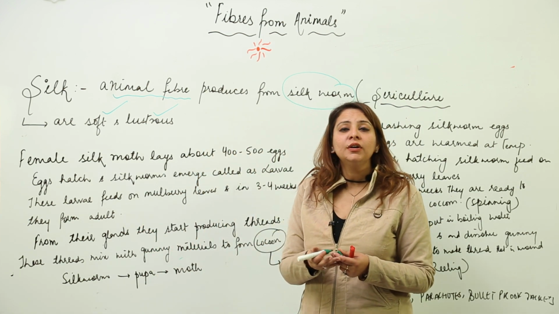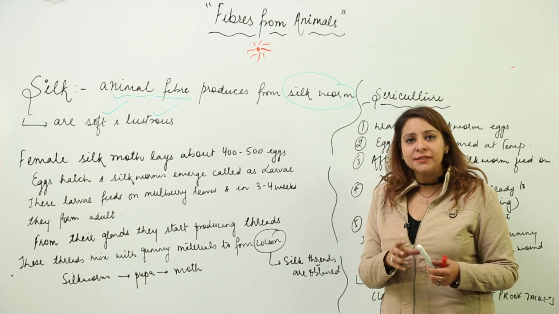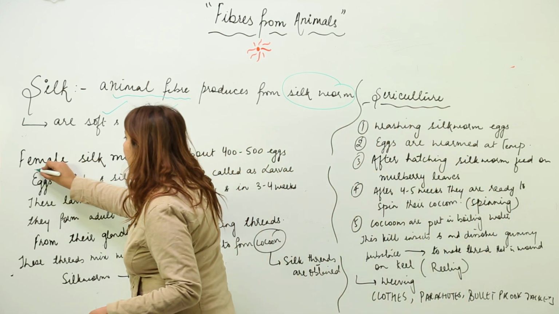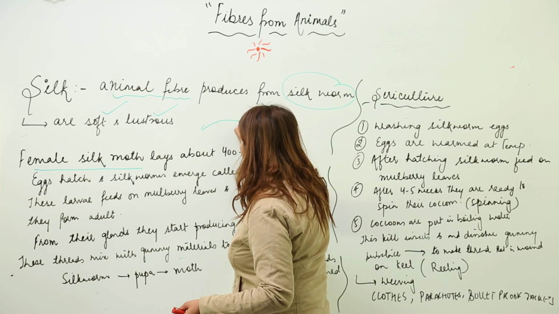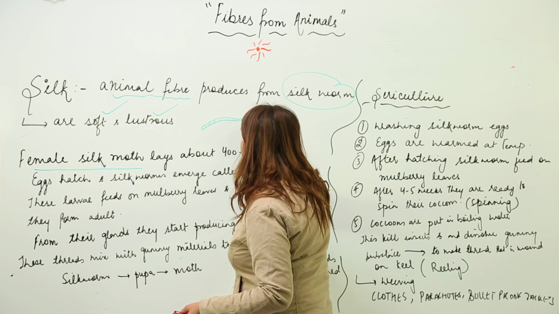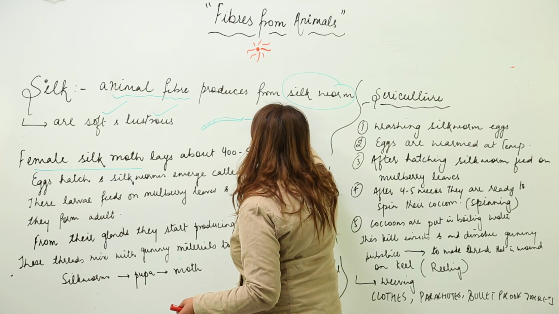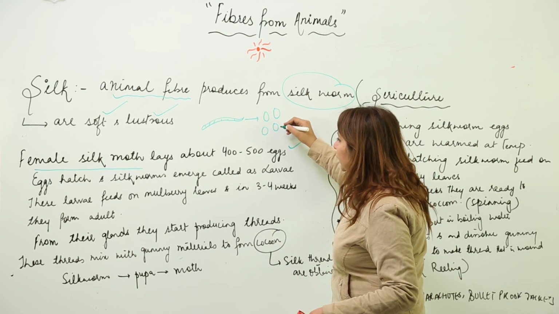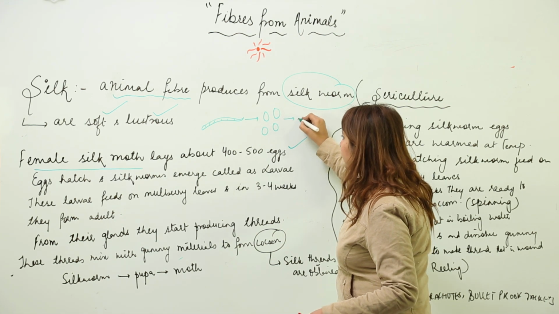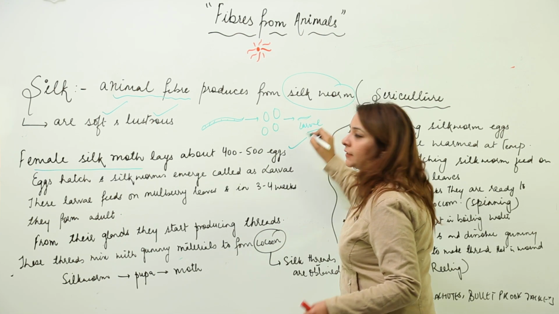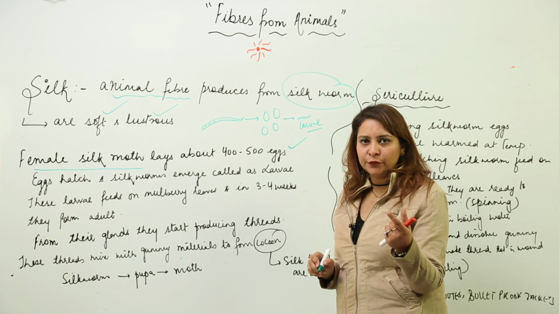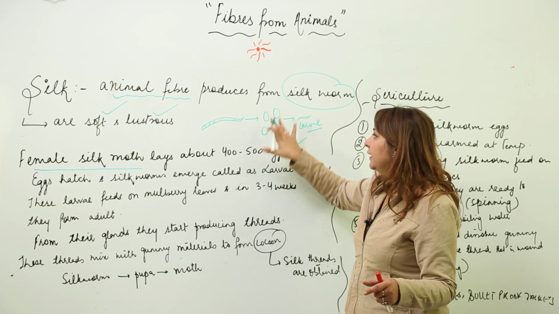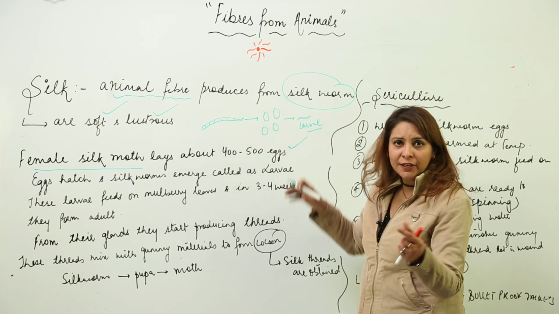First of all, we should know about the life cycle of the silkworm, that is, how an adult silkworm is formed. We have a female silk moth, which somehow looks like this. It lays eggs, and at one time it can lay 400 to 500 eggs. Then the eggs hatch, and a larva appears, that is, a silkworm in the first stage. When the eggs are incubated, the larva emerges from them.